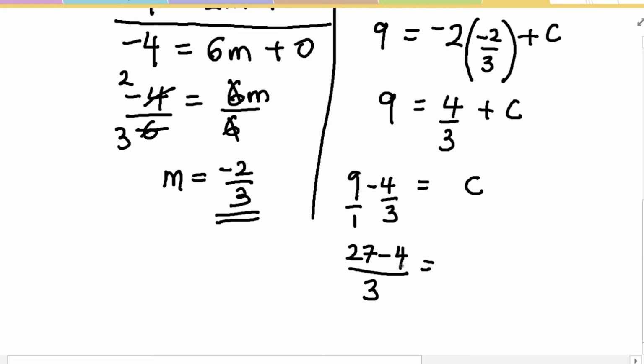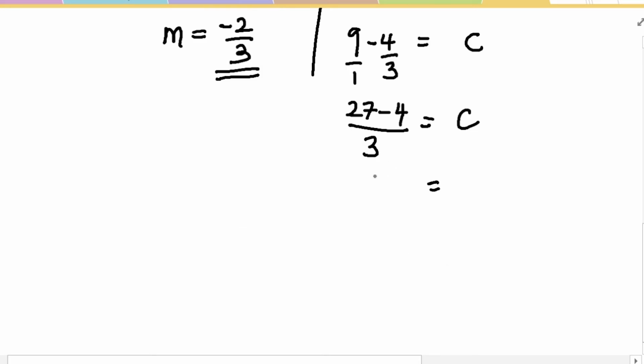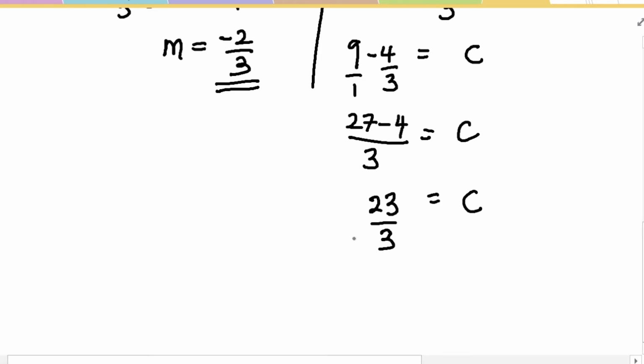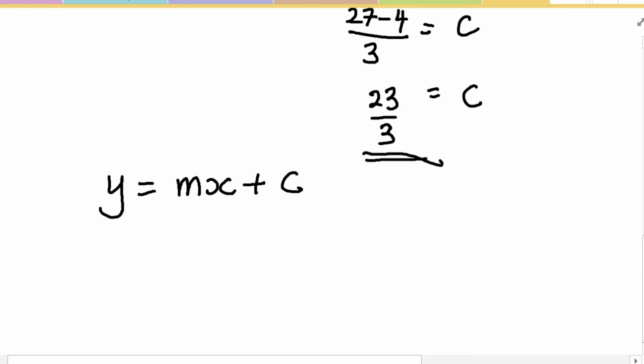So 27 minus 4 gives us our value of c. So this is going to become 23 over 3, giving us c. Now that we've gotten our value of c as 23 over 3, we can go ahead and say that y is equal to mx plus c.